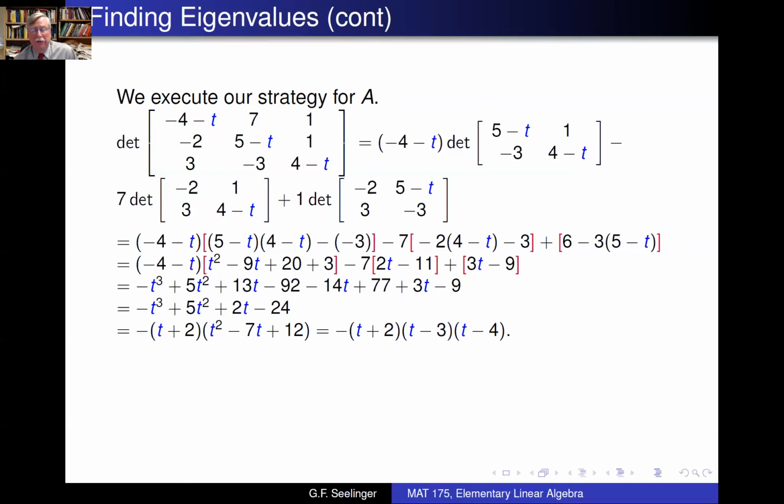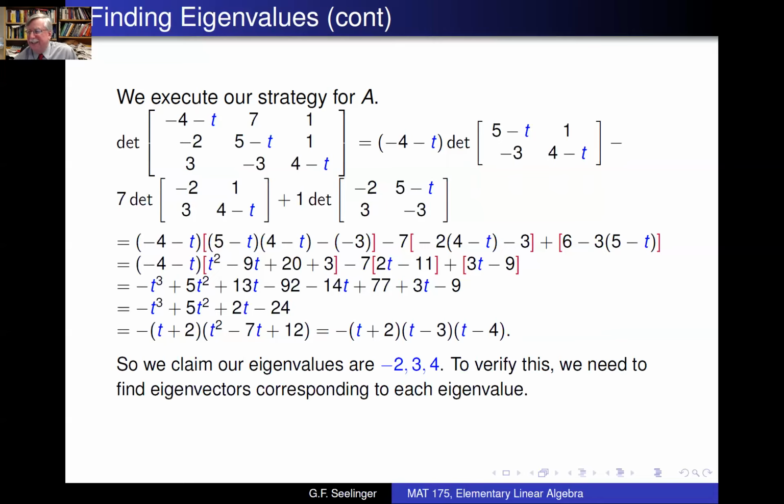So your eigenvalues are the roots of this cubic polynomial, right? So it's going to be, here's -2. So 3 is an eigenvalue and 4 is an eigenvalue. All right. So we claim negative 2, 3, 4. How do we verify that? Well, we need to find an eigenvector. We can find the corresponding null spaces. We already did this with negative 2.